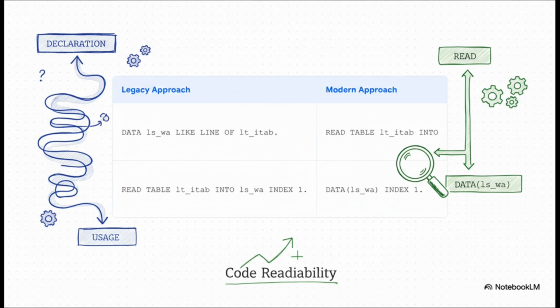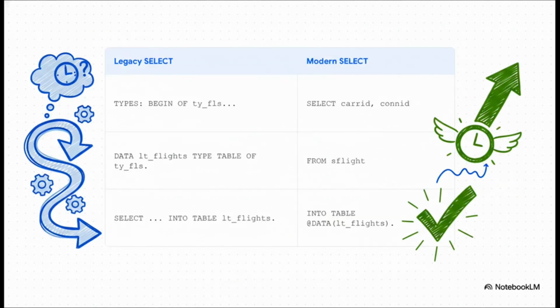It's so much cleaner, and you're way less likely to make a typo. And it's the exact same story with READ TABLE. Instead of having a separate DATA statement floating around somewhere for your work area, you declare it right inside the READ statement itself. This keeps the variable declaration right next to where you're using it, which makes the code 1,000 times easier to read. But where this syntax really shines is with database selects. The old way felt so clunky. You needed TYPES declarations, then DATA statements. With the modern Open SQL, you just pop @DATA() into the INTO TABLE clause. The compiler literally builds the internal table for you based on the fields you selected. This is a massive time saver.